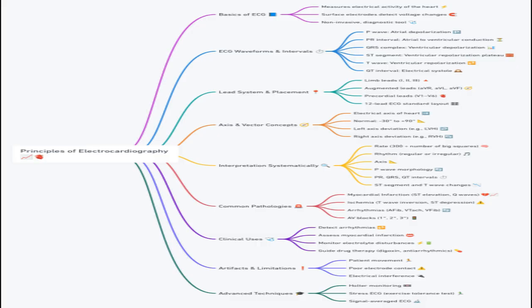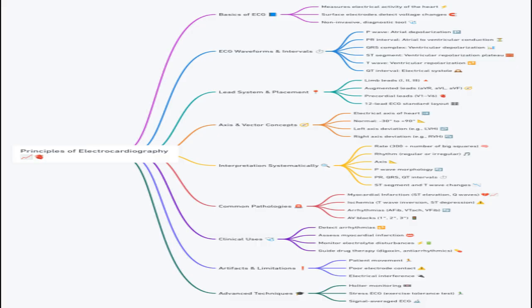Right, so integration of these with clinical findings: ECG interpretation is always correlated with the patient's history, physical examination, and other diagnostic tests for comprehensive diagnosis and management.